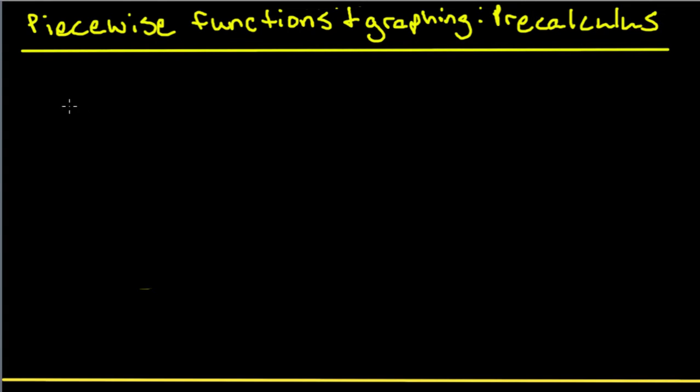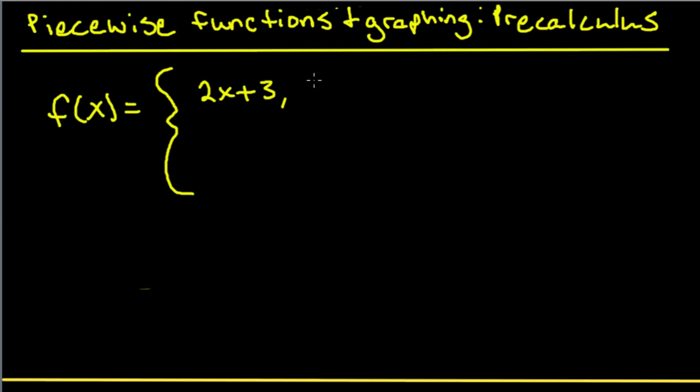Let's go over the notation that you'll see. Usually you'll see f of x equal to a set, which let's say in one case we have 2x plus 3 when x is less than 0, and 2x squared minus 2 when x is greater than or equal to 0.